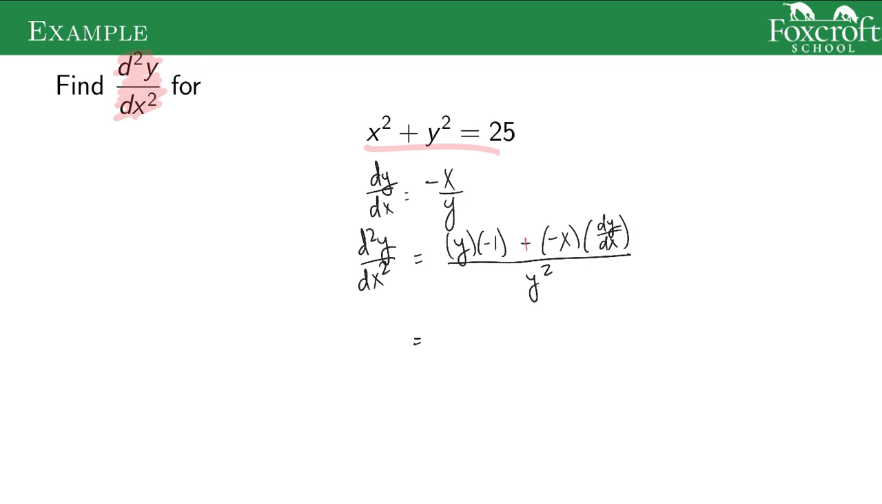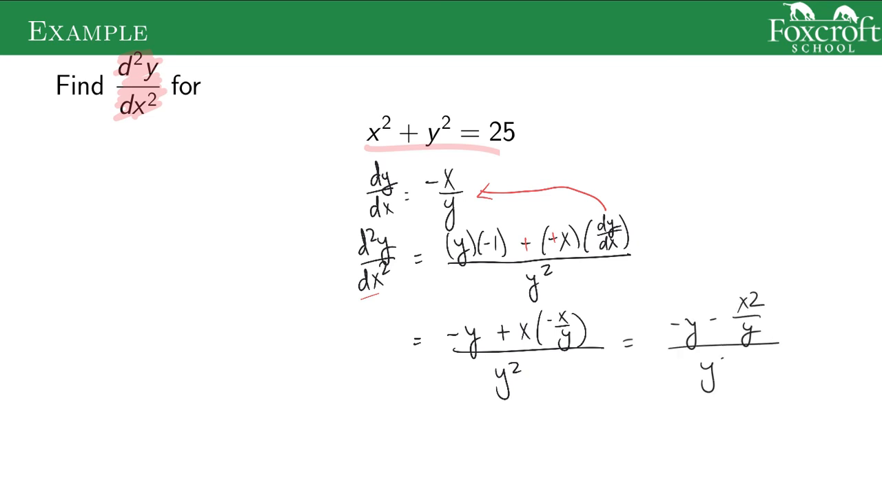Well, the obvious one is we have these negatives that are going to cancel, but also we don't want the first derivative in our equation for the second derivative, but the first derivative we have a formula for. It's negative x over y. So I can say this is negative y, right, plus x times negative x over y squared. Just negative y minus x squared over y squared. And that is our second derivative of this implicit equation.